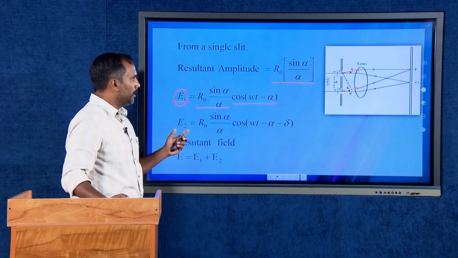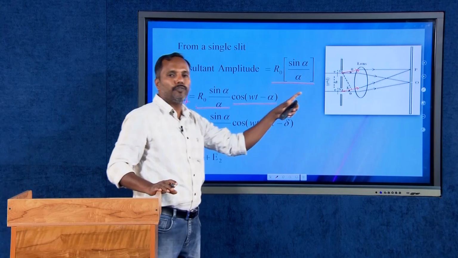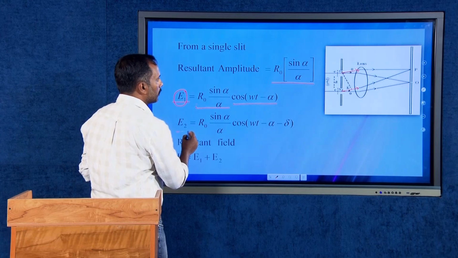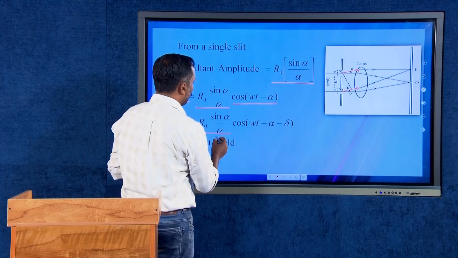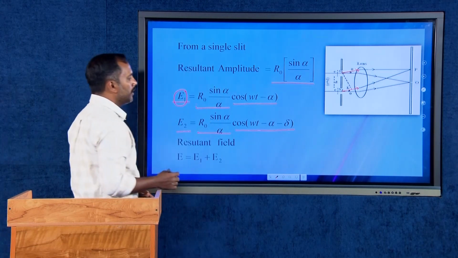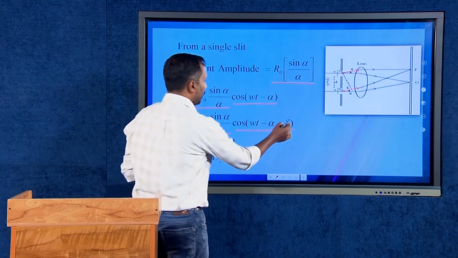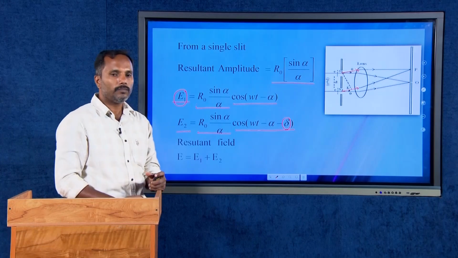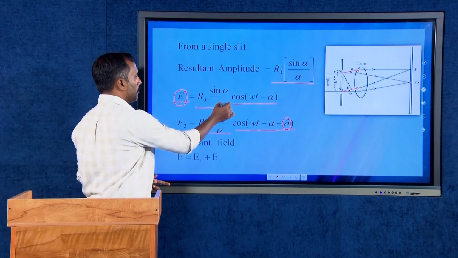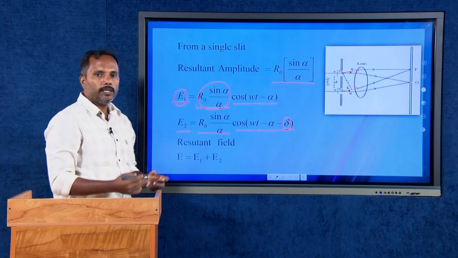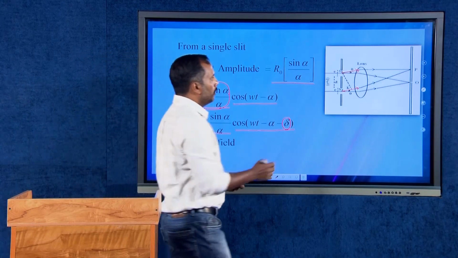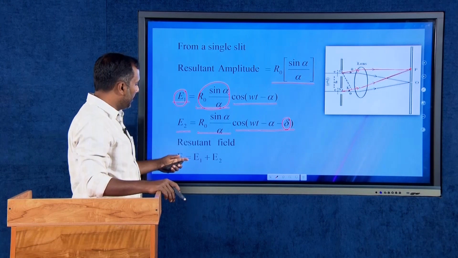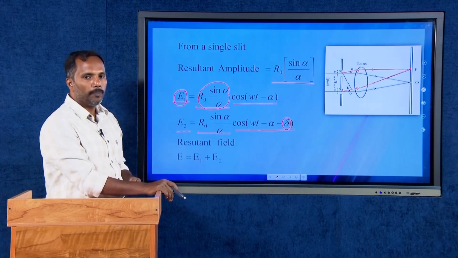Now we are considering the second slit S2. From S1 and S2 there is a phase difference. Therefore, the displacement of the field from slit S2 will be R0 sin alpha by alpha into cos of (omega t minus alpha minus delta), where delta is the phase difference between the wavefronts from S1 and S2. In both cases the amplitude is R0 sin alpha divided by alpha. These two fields are superposing at point P, so the resultant field at point P shall be E equal to E1 plus E2.